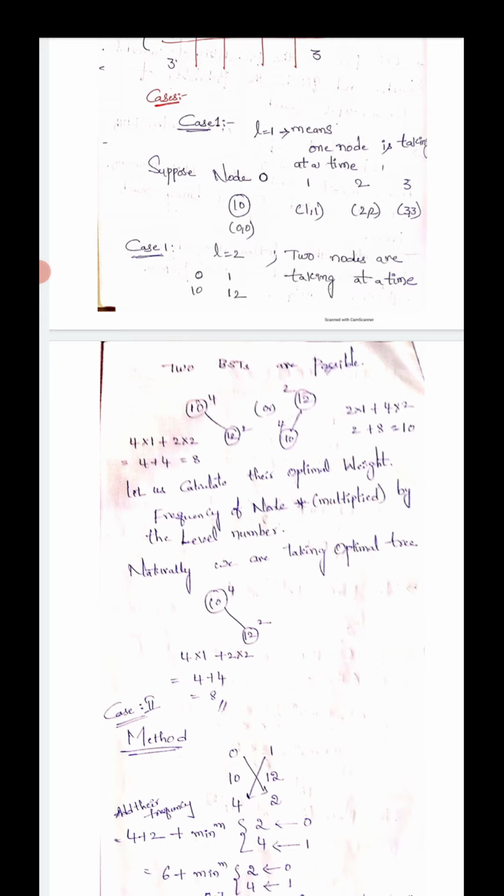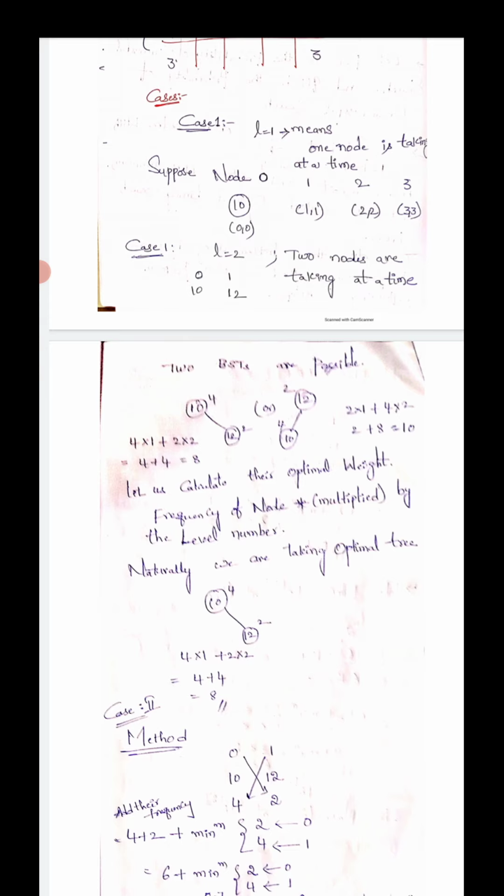First, if we take 10 as the 0th node and root, then on the right side, 12 is greater than 10. That's why we can place it as the right side. 10 to 12 is the right side, because 12 is greater than 10. That's why we can place it as the right subtree. And in the other tree, we take 12 as the root node and place 10 in the left subtree, because 10 is less than 12. That's why we can place it as the left subtree.